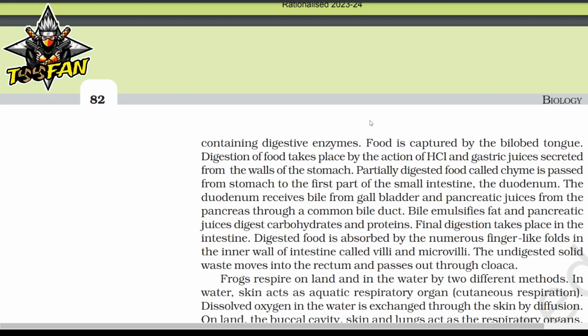Bile emulsifies fat, and pancreatic juice digests carbohydrates and proteins. Final digestion takes place in the intestine. Digested food is absorbed by the numerous finger-like folds in the inner wall of the intestine called villi and microvilli.